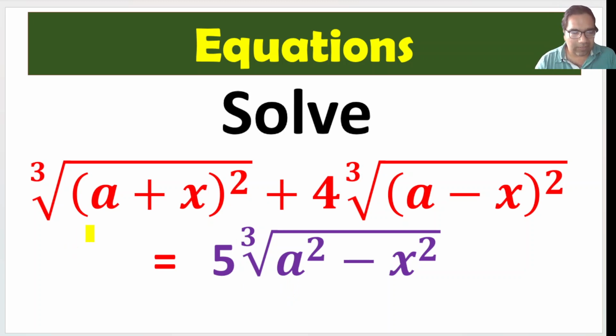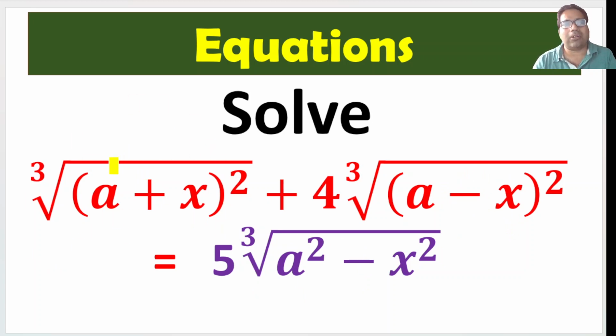Clearly if you see this, when you make x 0, x equals 0 is clearly a solution. Because this becomes a power 2 by 3, this becomes 4 times a power 2 by 3, this becomes 5 times a power 2 by 3. So 1 plus 4 equals 5, both sides a power 2 by 3 when x equals 0. But that is too trivial. We want to do something better. And x equals a is clearly not a solution, because these two terms will become 0, this will not become 0.